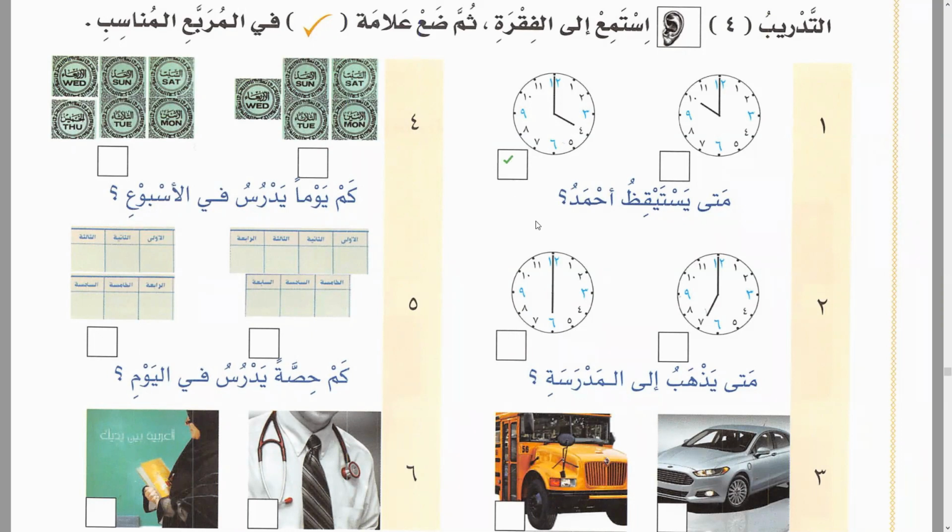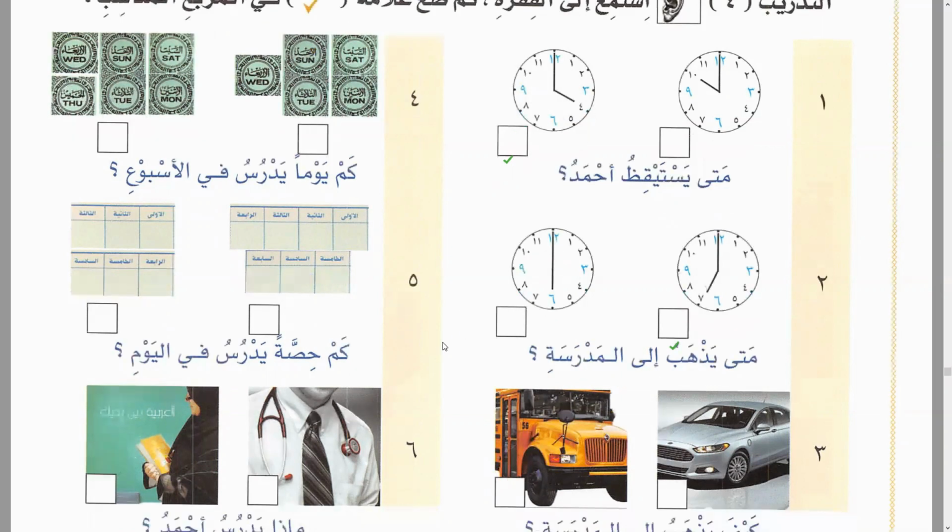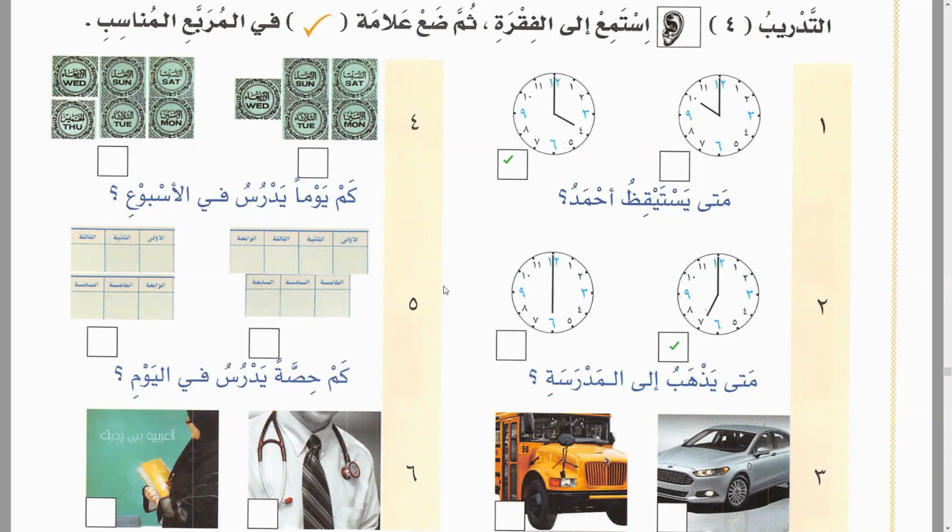Next one. يذهب إلى المدرسة في الساعة 7 صباحا. He goes at 7 o'clock to the school. This one. First and second. Yes, alhamdulillah. Next one. هو يذهب بالحافلة. He goes by bus. Wait, let's listen again. What did he say? يذهب بالحافلة. نعم.